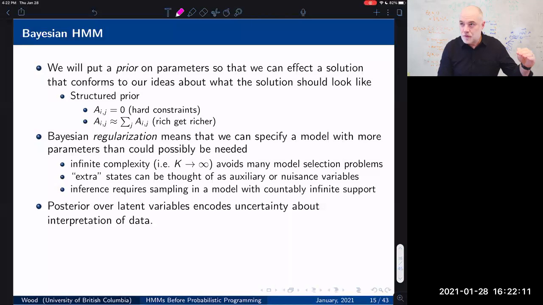Bayesian HMM. So normally you would run forward backward. What do we call it? It's forward back. You'd run expectation maximization using forward backward for marginalization to learn parameters, but you can also, and this is what we'll do in this course, talk about Bayesian HMMs, where we put a prior on the parameters so we can affect a solution that conforms to our ideas about what the solution should look like. We can put structured priors that specify hard constraints, or that certain states are more likely to transition to others than others.